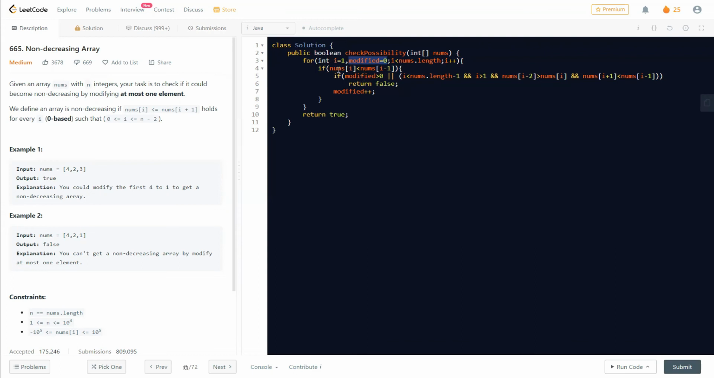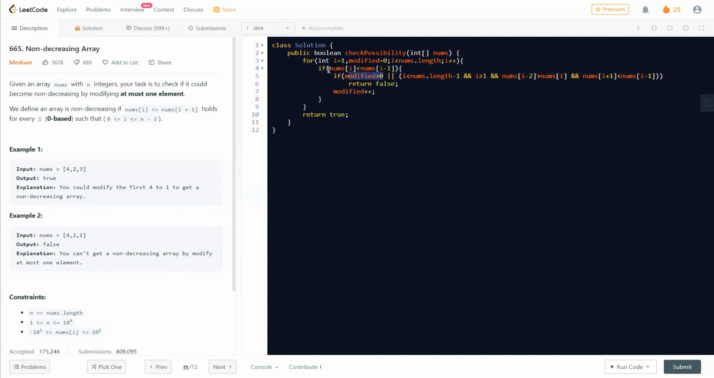Then we check if nums of i is less than nums of i minus 1, that means the first decreasing value is found. Then I check if modified is greater than 1. So if nums of i is less than nums of i minus 1, we will increment this modified. And modified will be 1 after the first encounter of such a decrement. And then if we find it more than once, we encounter it again.